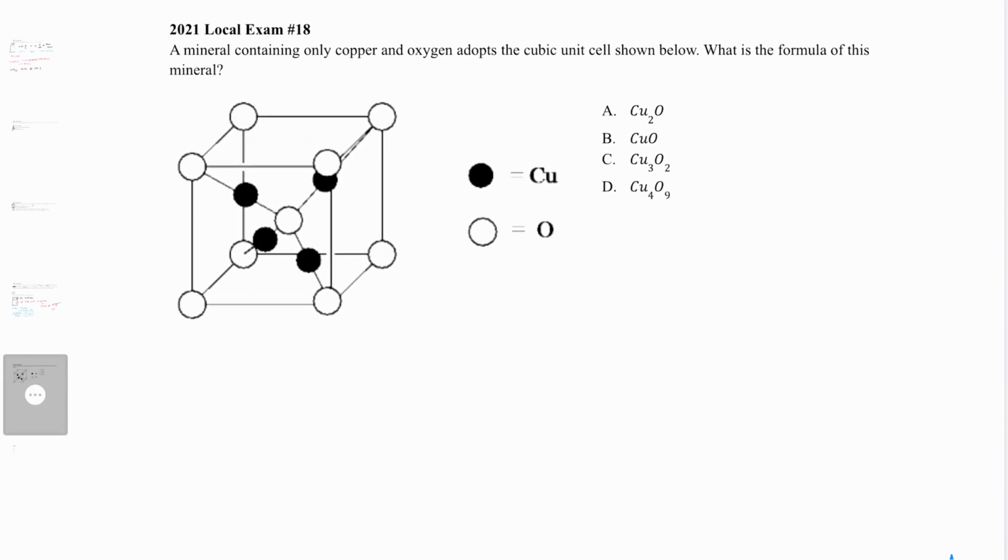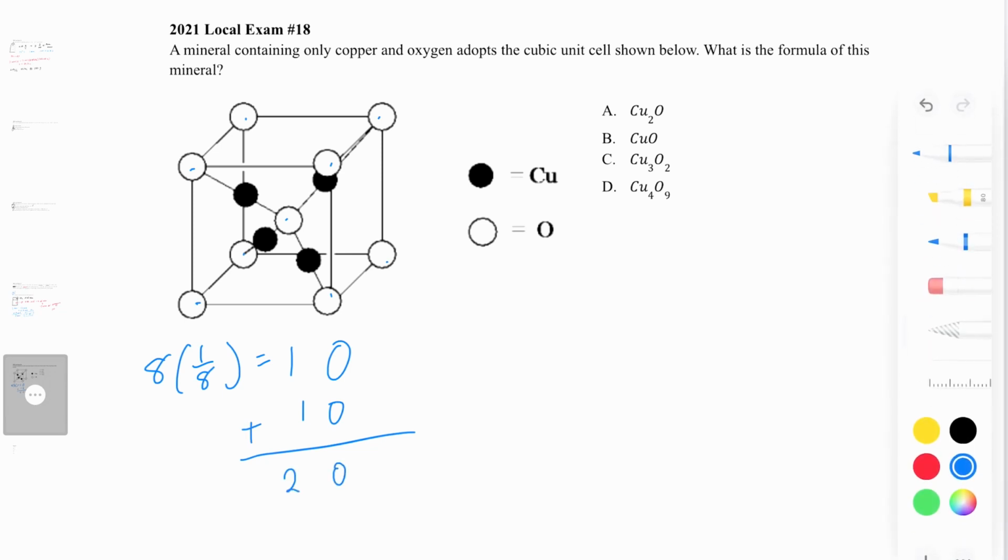A mineral containing only copper and oxygen adopts the cubic unit cell shown below. What is the formula of this mineral? So on the unit cell we have a bunch of coppers and a bunch of oxygens. We have to count them. The first thing that I see is 8 of these corner oxygen atoms. So 8 corner atoms are going to represent 1 full atom. This is because 8 corner atoms represent 1/8 each. So that's going to represent 1 oxygen atom. And we also have 1 oxygen atom in the center for a total of 2 oxygens.